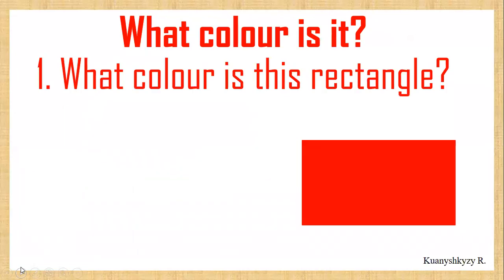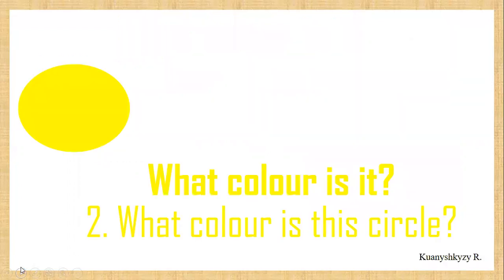What color is it? Answer the questions correctly. 1. What color is this rectangle? The color of the rectangle is red. 2. What color is this circle? The color of the circle is yellow.